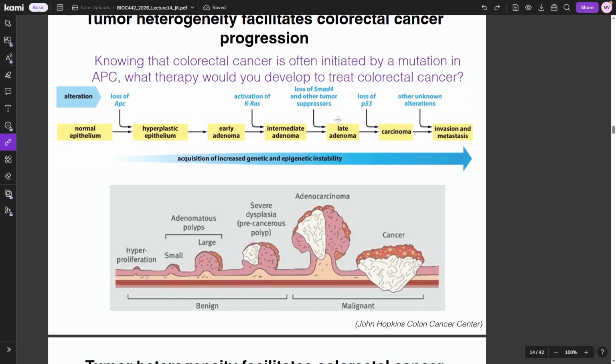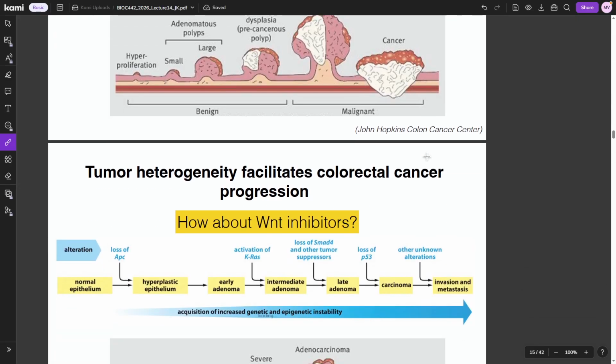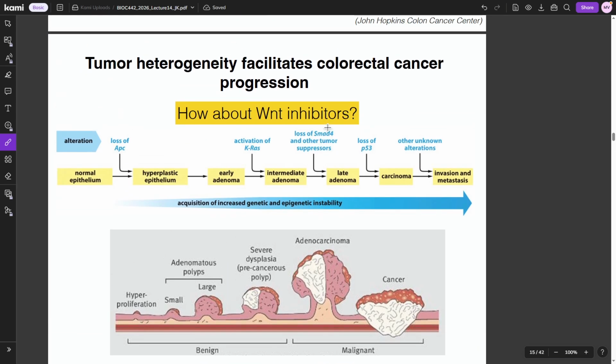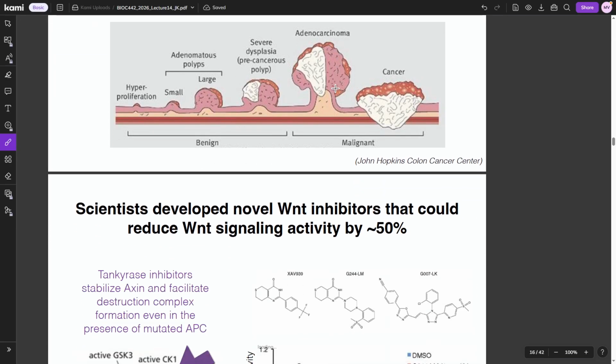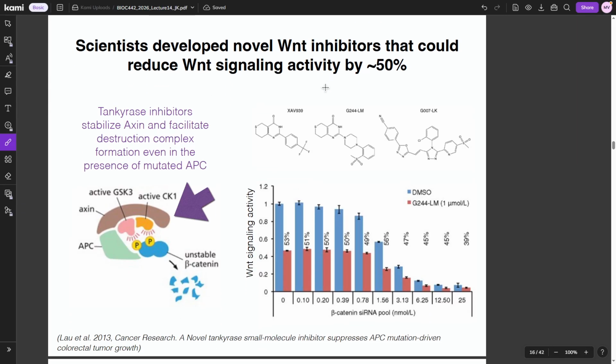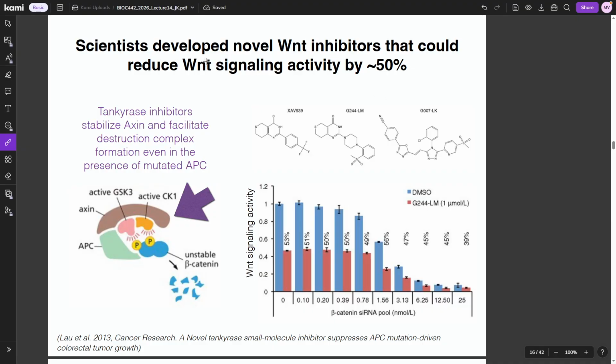So the question is, if it's initiated by a mutation in APC, what therapy do we use to prevent it initially? You would look for something that would prevent APC from being lost. Wnt inhibitors are a great example of this. A Wnt inhibitor would maybe be a competitive inhibitor for the receptor, right? It will bind and stop it from activating that pathway, perhaps. Here we have an example of this. Scientists actually did develop a Wnt inhibitor, and this thing reduces Wnt signaling by around 50%. So it's great usage actually.